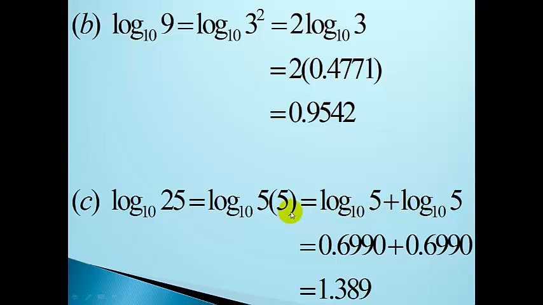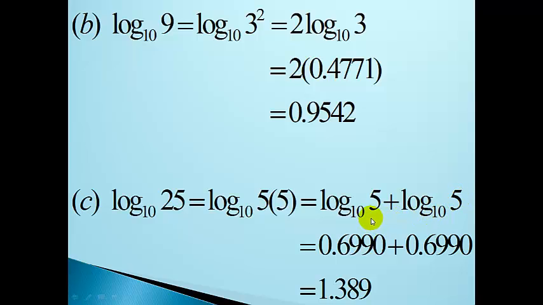Now we have log 5 to the base 10 plus log 5 to the base 10. When we split, the operation sign is plus because the numbers are multiplying: 5 times 5. Take note that 5 times 5 equals 25, so we are not changing anything. We are only applying the law. And that is how come we have log 5 to the base 10 plus log 5 to the base 10.